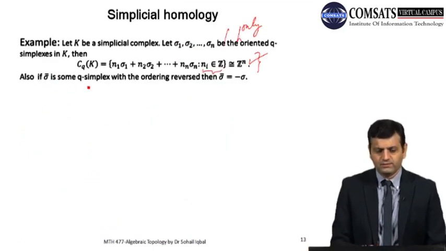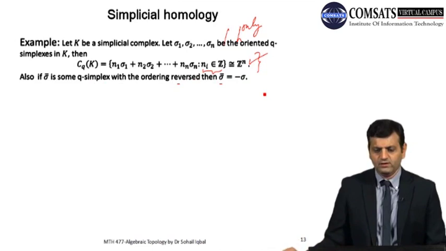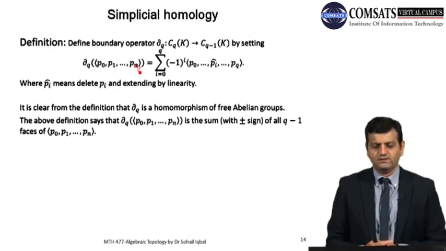If sigma bar is some q simplex with the ordering reversed, then sigma bar is equal to minus sigma. We can easily see it from the definition. So our next result is important in the direction of calculating homology. We are going to define the boundary operator.